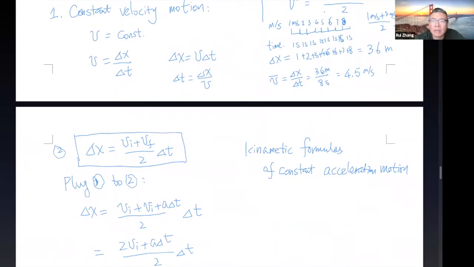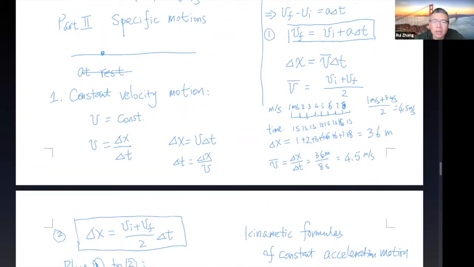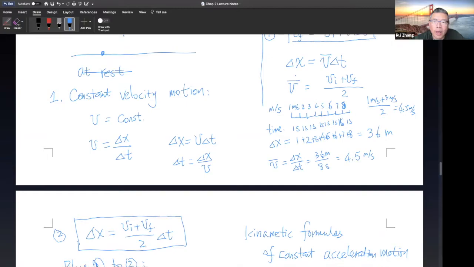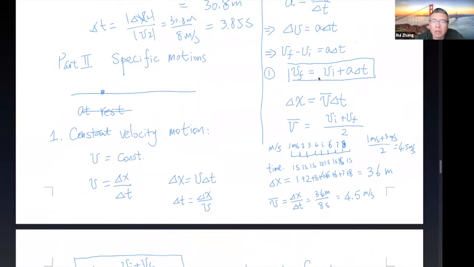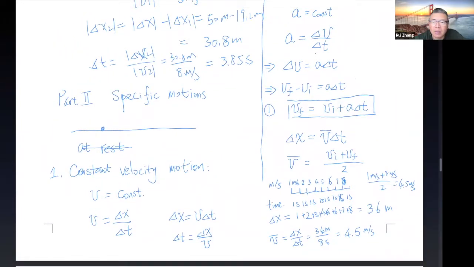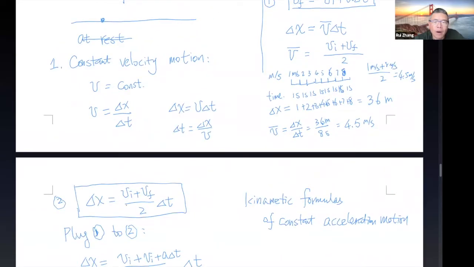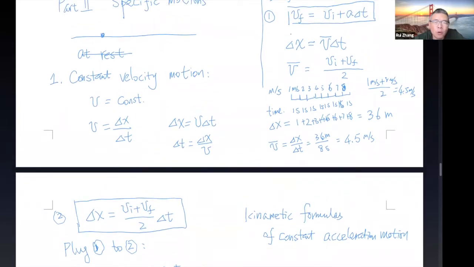Oh, I got another message. Okay, that's good. Basically, what I'm trying to say is that formulas 1 and 2 are essentially independent of each other. The first one comes from the basic definition of acceleration, while the second one comes from using the average velocity, which is the initial plus final divided by 2. If you want, you can memorize these two, but you don't need to, and they're kind of simple.